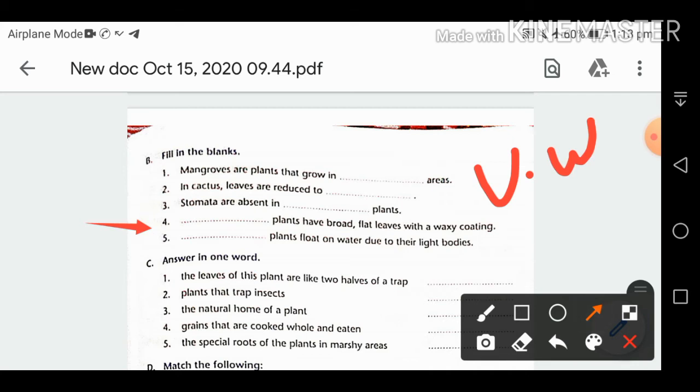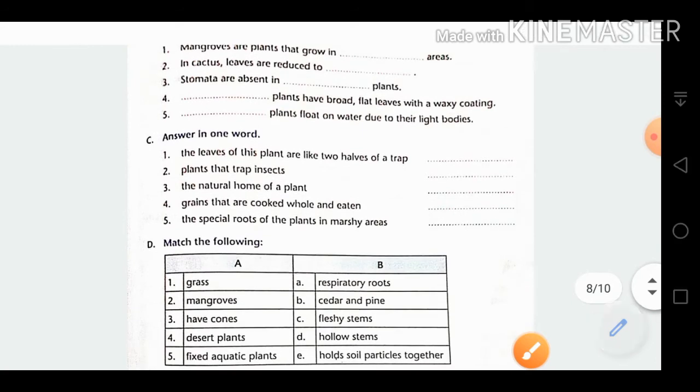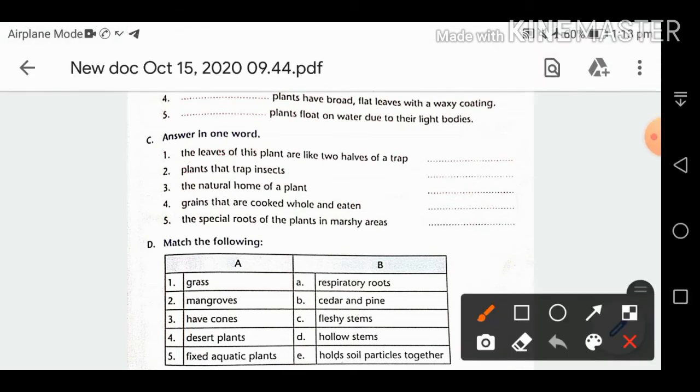Then answer in one word. C part. The leaves of this plant are like two halves of a trap. So which type of plant traps insects? Insectivorous. And among insectivorous plants there are two, pitcher plant and Venus flytrap. So Venus flytrap is the right answer. Second one, plants that trap insects: insectivorous plants. The natural home of a plant is habitat.